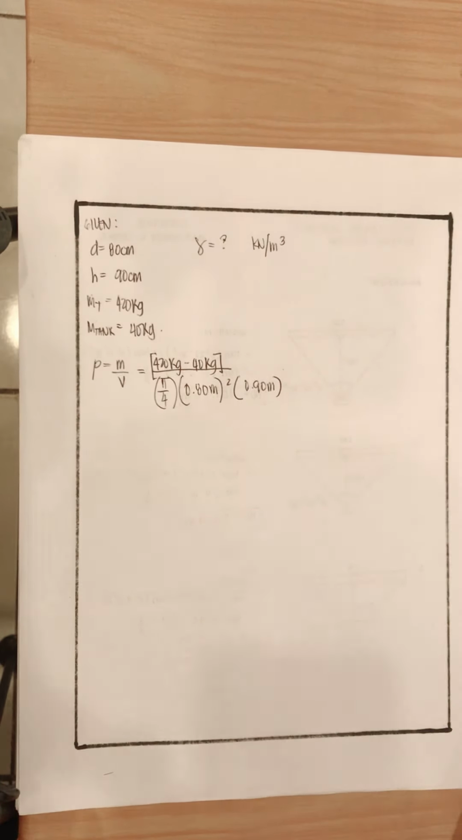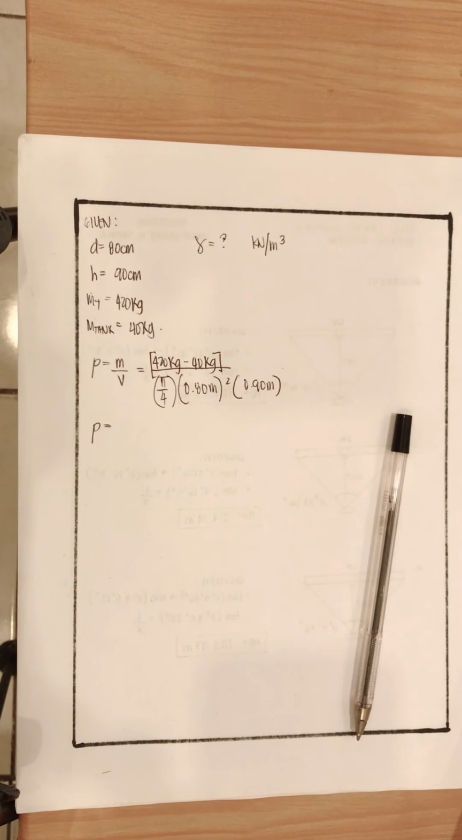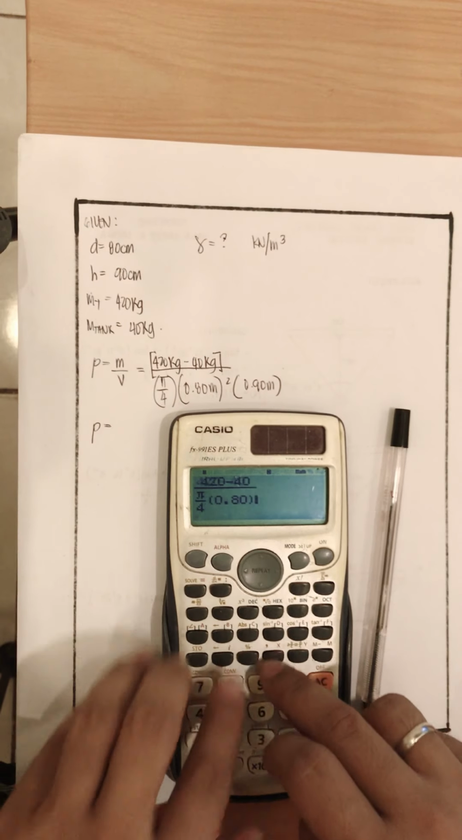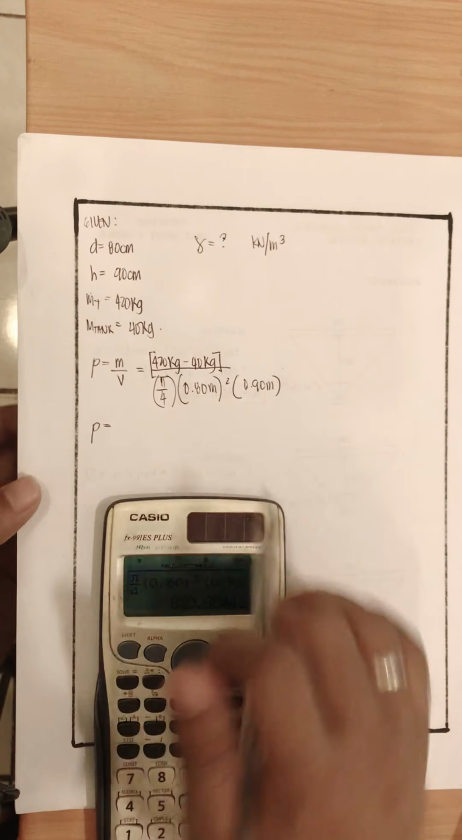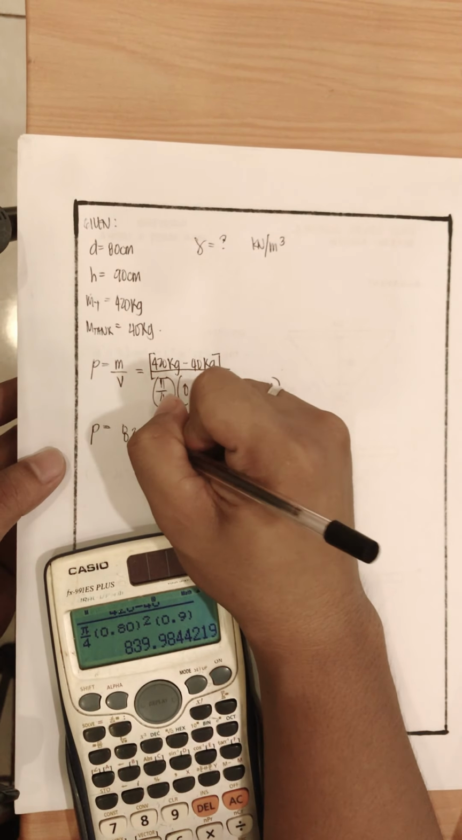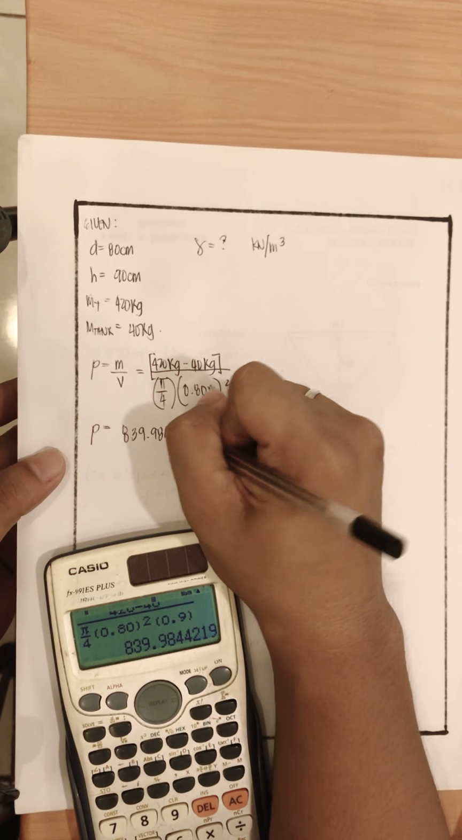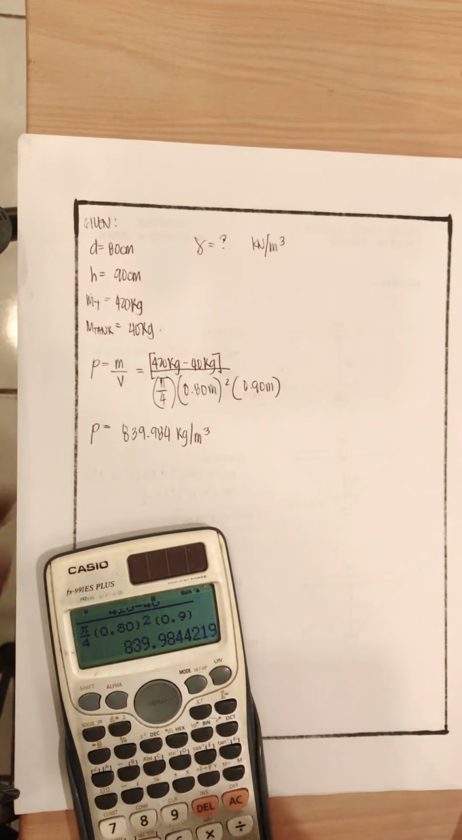So to determine the density, density is equivalent to 420 minus 40 divided by pi over 4 times 0.80 squared times 0.90. So density is equivalent to 839.984 kilogram per cubic meter.